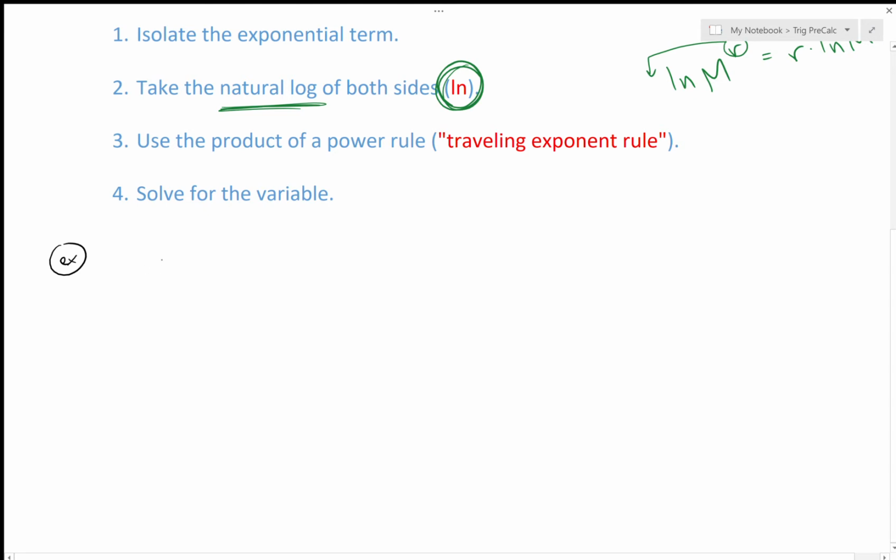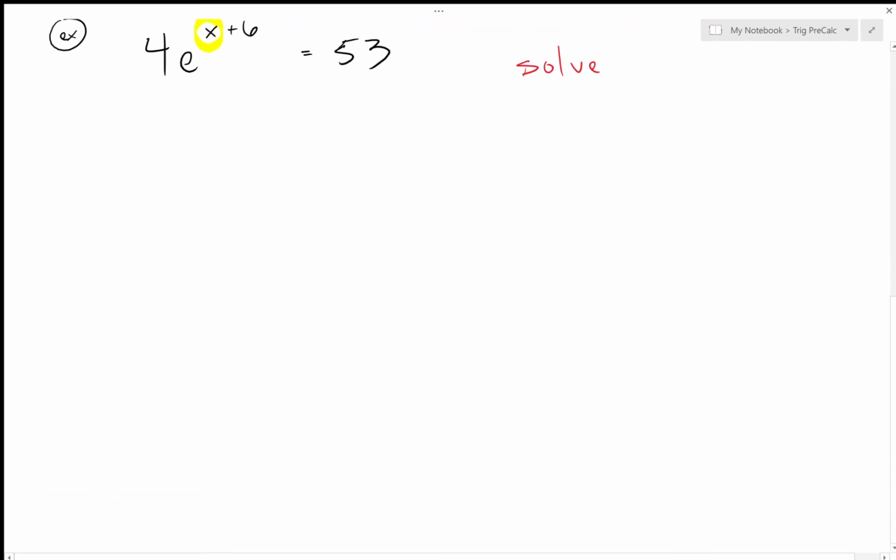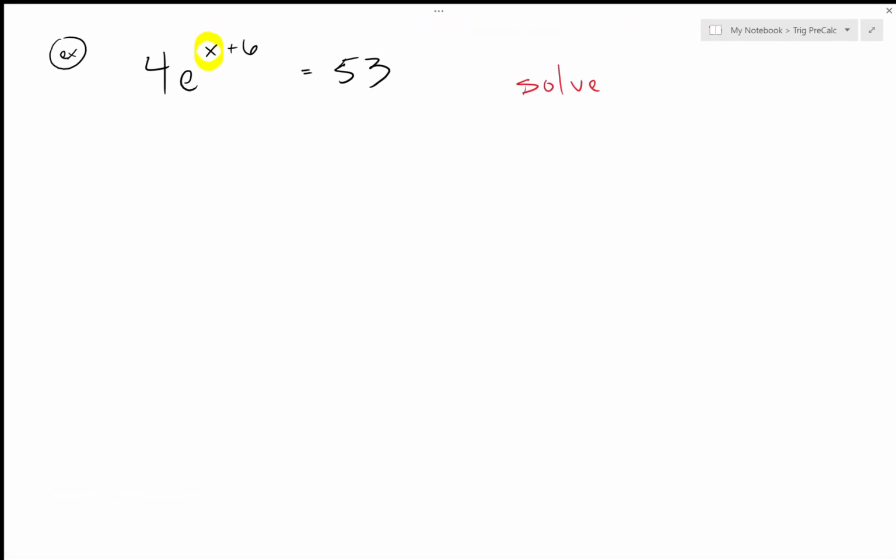we've got 4e to the x plus 6 equals 53. And you'll just notice here, we want to be able to solve or isolate x. The problem is x is located up here as the exponent. So kind of looking at the steps, eventually we're going to use the traveling exponent where that comes down, but we can't do that until it's been ln'd or logged.